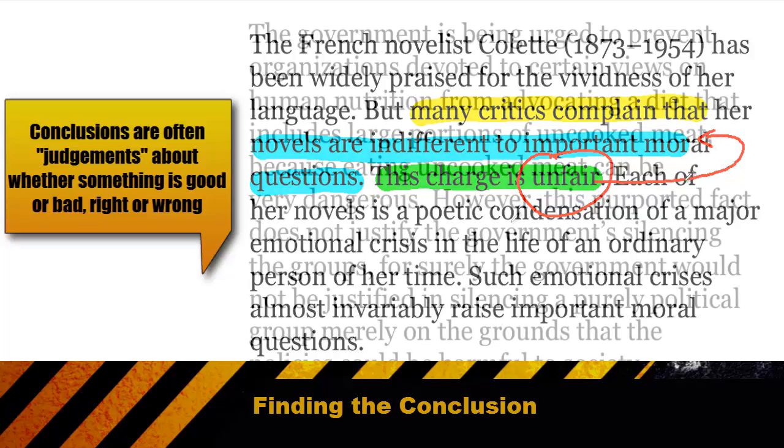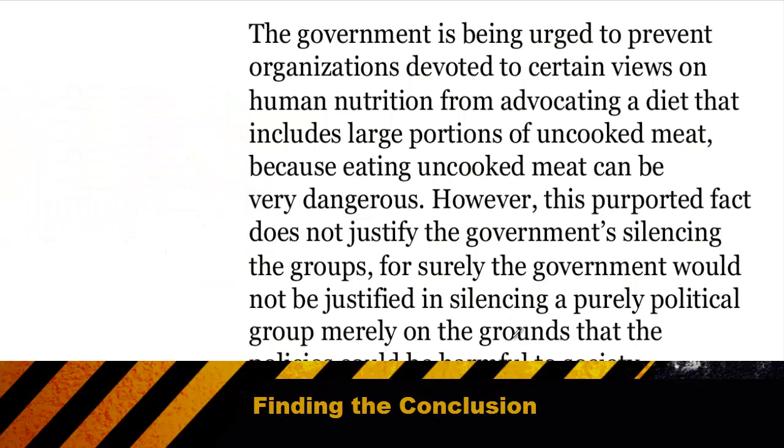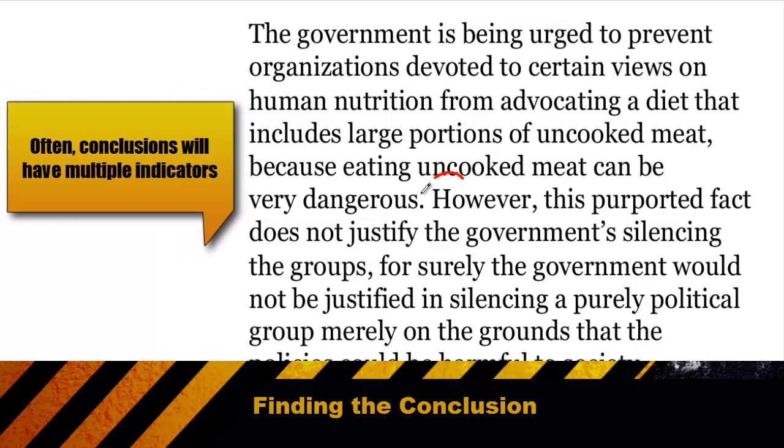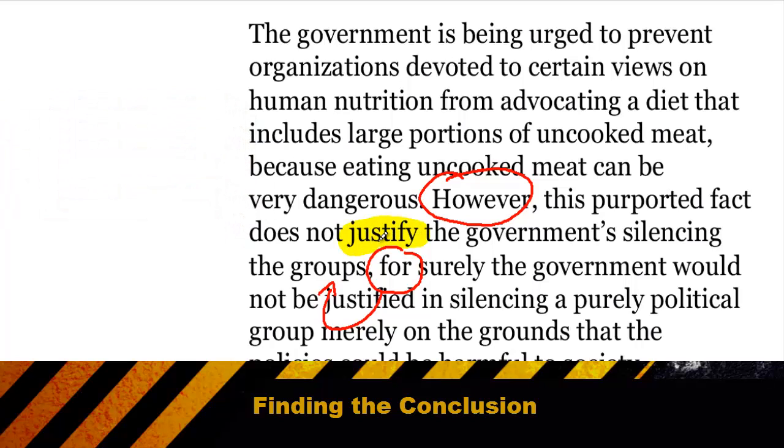Oftentimes arguments will have multiple clues about what is the conclusion, such as in this case. First, we have this great contrast word, however. That suggests what comes after the however could be the conclusion. We also have this word for. That's a reason indicator. And since the reason indicator came in the middle of the sentence, the conclusion likely came before it. Lastly, we have this great word, justify. And that's a judgment about what's right or wrong or good or bad. So we can be fairly confident that this purported fact does not justify the government silencing the groups. That's our conclusion.